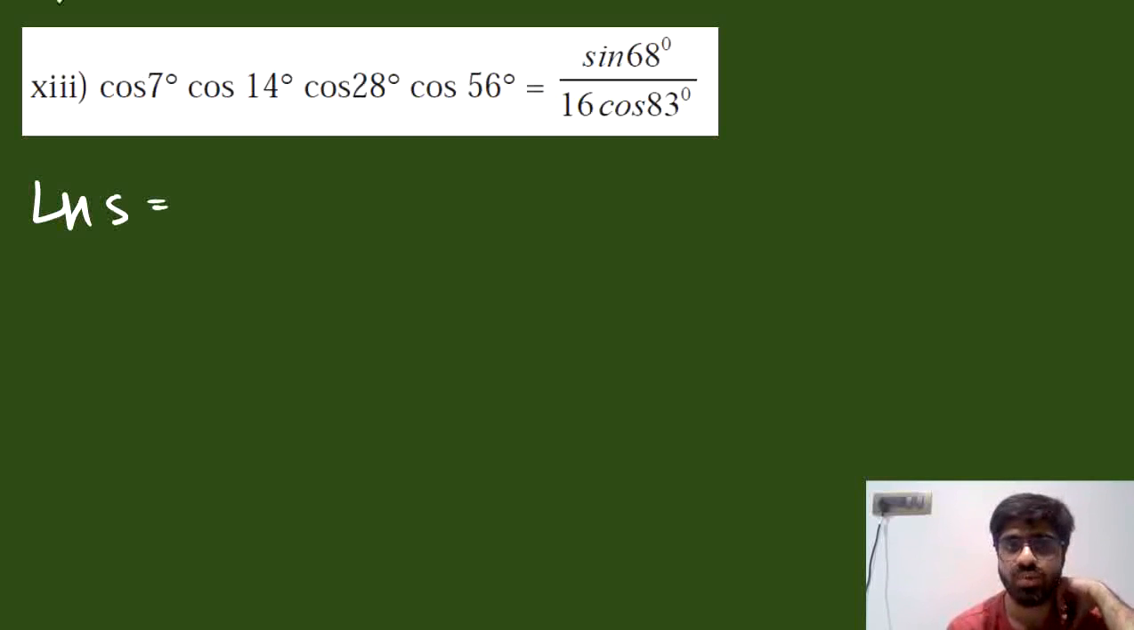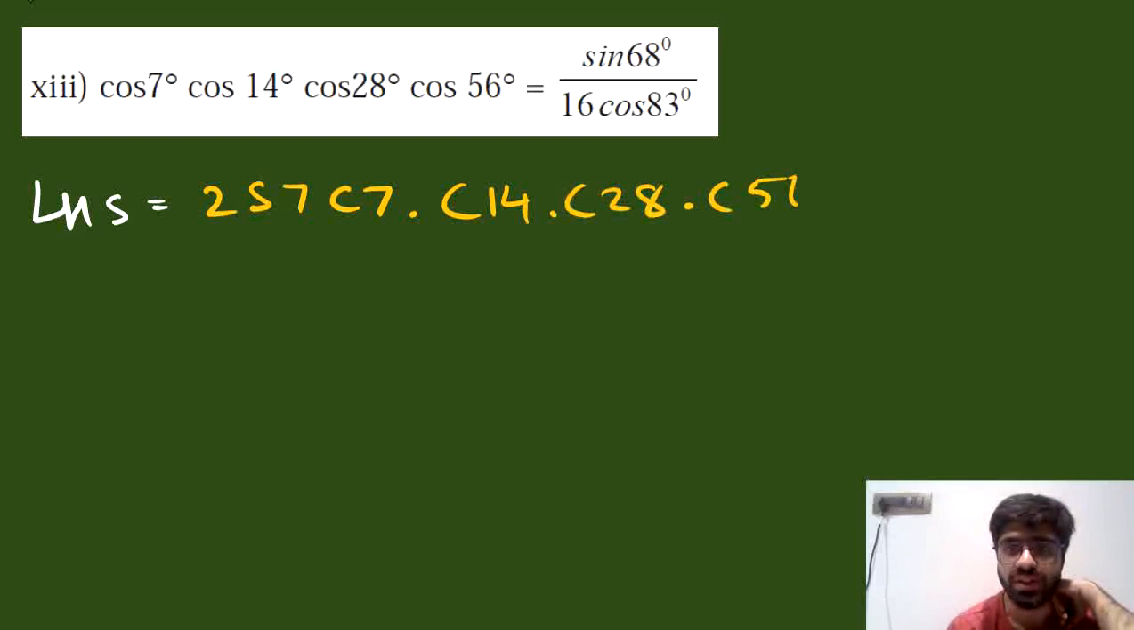Follow this method every time you have the terms only and only in cos on the left hand side, and the terms in cos also should be in a GP. That is 7 into 2 will be 14, into 2 will be 28, and into 2 will be 56. Only if these are cos terms and the angles are in a GP, of course with a common ratio as 2, then you will be able to use the method which I am discussing now. All you need to do is multiply the numerator and denominator with sine 7. So 2 sine 7, cos 7, cos 14, cos 28, cos 56. And in the denominator also write a 2 sine 7.